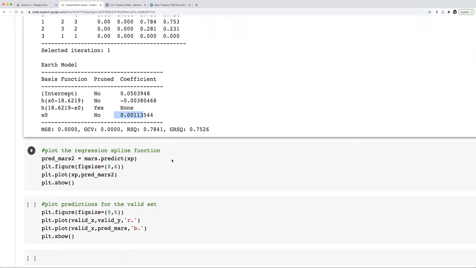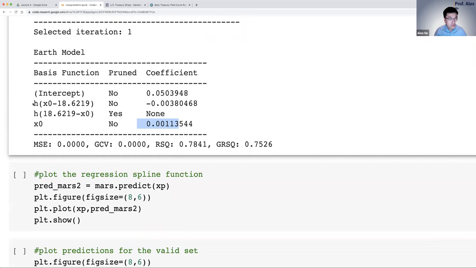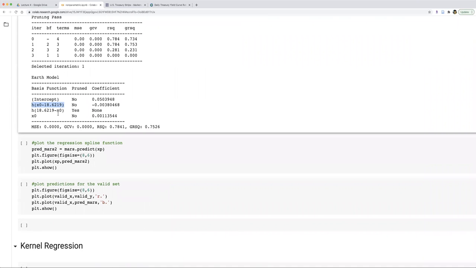Professor, can you explain the second one again? Oh, the second one? Yes. So this function itself, it's equal to like the positive part of x minus 18. So if x is greater than 18, that equals x minus 18. If x is smaller than 18, it equals zero. Okay, thank you.